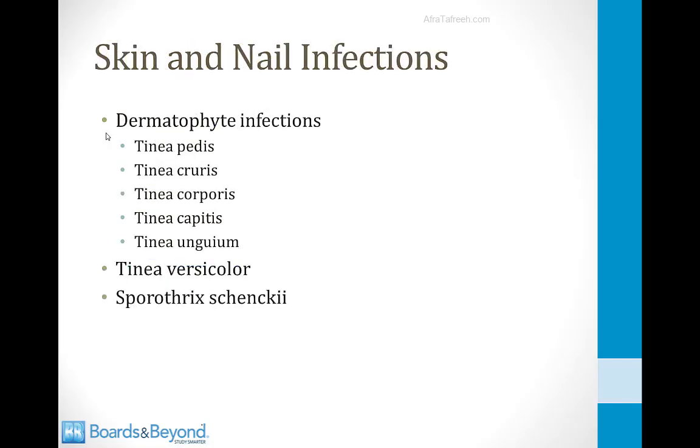So some of the most common fungi that cause skin and nail infections are the dermatophytes. The dermatophyte is a group of fungi that all subsist on keratin, and they cause many types of fungal infections, including tinea pedis, which you may know as athlete's foot, tinea cruris, which you may know as jock itch, tinea corporis, which you may know as ringworm, tinea capitis, a scalp infection, and tinea unguium, a nail infection. When you see the word tinea, it generally means a fungal infection of the skin or nails.